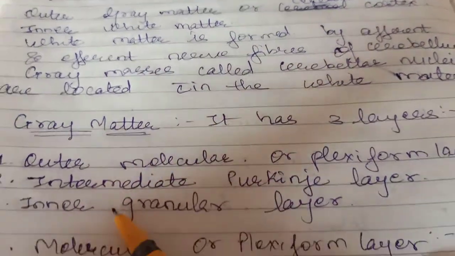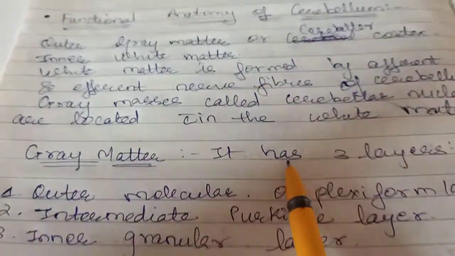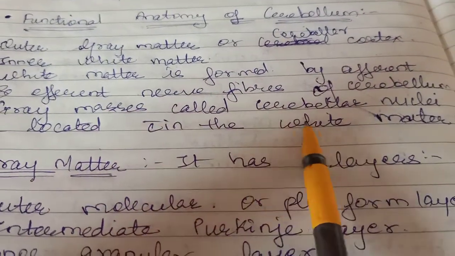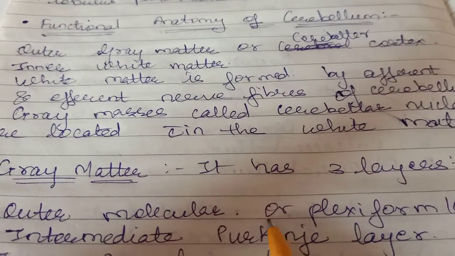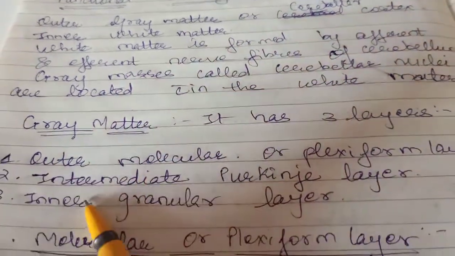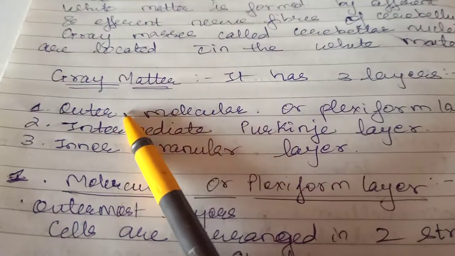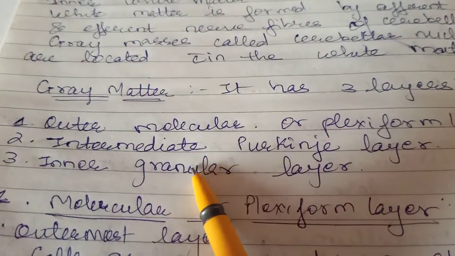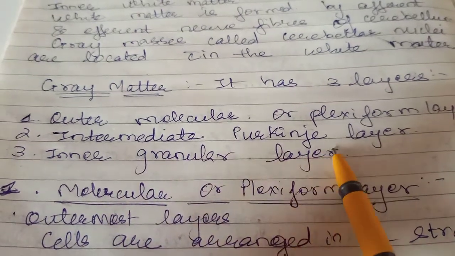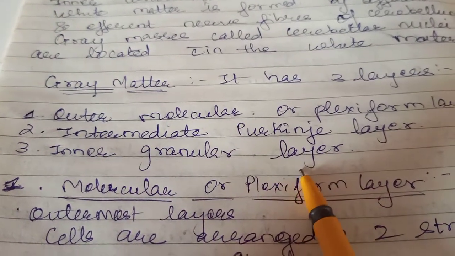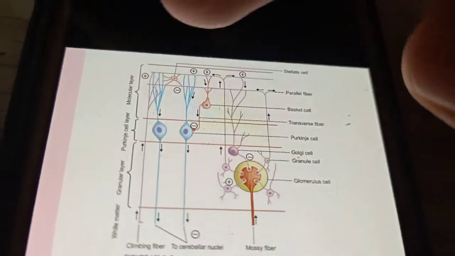Okay. Now I proceed further to the grey matter. So grey matter is what? It is cerebellar nuclei. Okay, and then we'll see what the outer grey matter consists of. Now this grey matter has three layers: the outer molecular or plexiform layer, the intermediate Purkinjean layer, and the inner granular layer. So just look at this diagram.